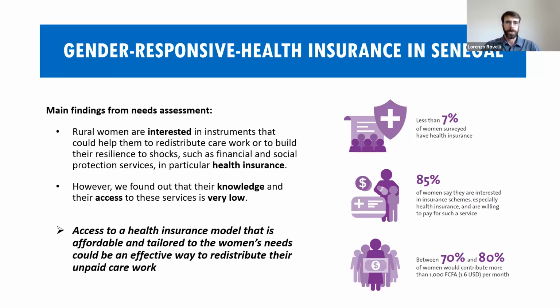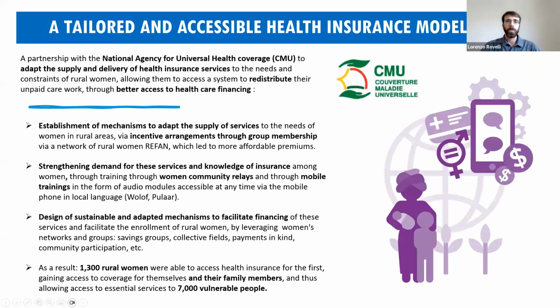that could really be an effective way to support them to redistribute their unpaid care work. As we can see in the next slide, we engaged in a dialogue with the Senegalese National Agency for Universal Health Coverage, called CMU, and we worked to adapt the supply and delivery of health insurance services to the needs and constraints met by women. The idea is to allow them to more easily access a system to redistribute their unpaid care work through better access to healthcare financing.